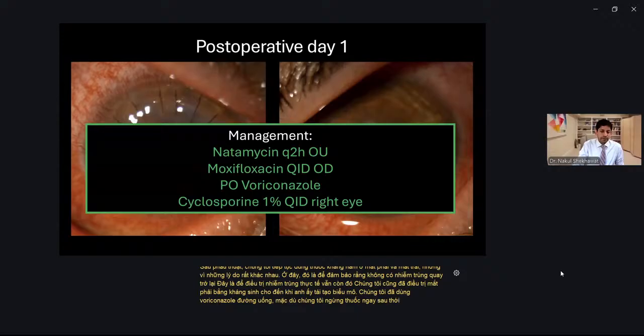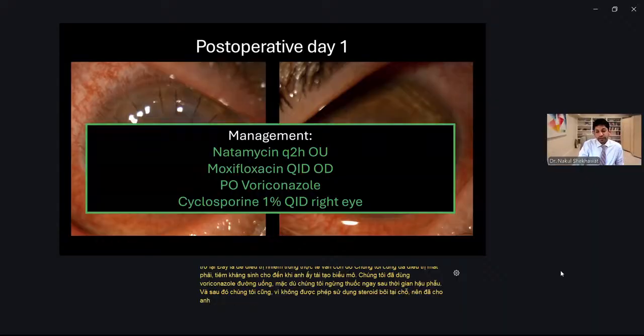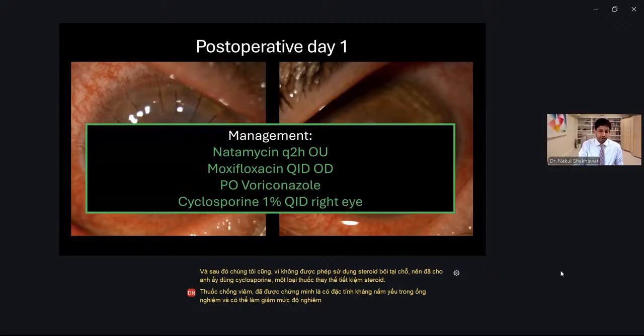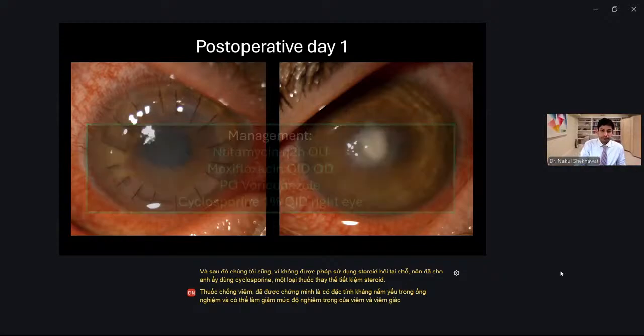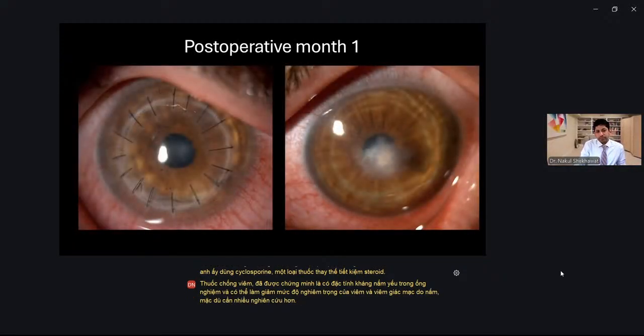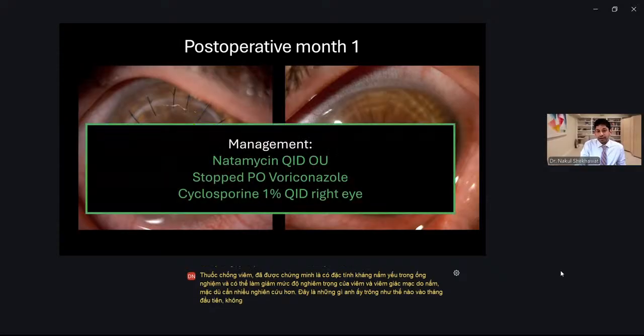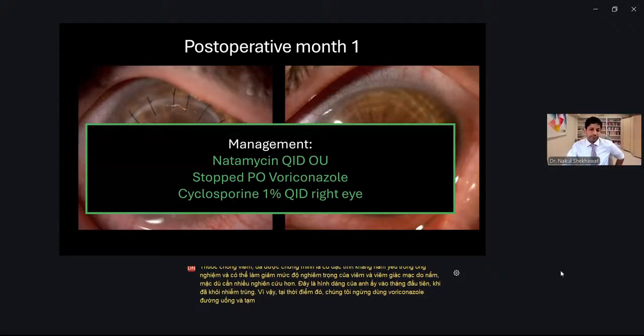And then we also, because we were not allowed to use topical steroids, we went ahead and gave him cyclosporin, which is a steroid-sparing alternative anti-inflammatory medication, which has been shown to have weak antifungal properties in vitro and may reduce the severity of inflammation and fungal keratitis, although more studies are needed. Here's what he looked like at month one, clear of infection. So at that point, we stopped the oral voriconazole, and shortly after this visit, we stopped the natamycin.